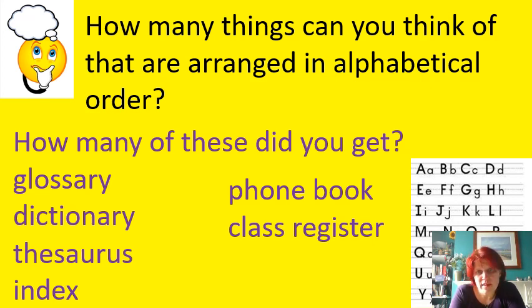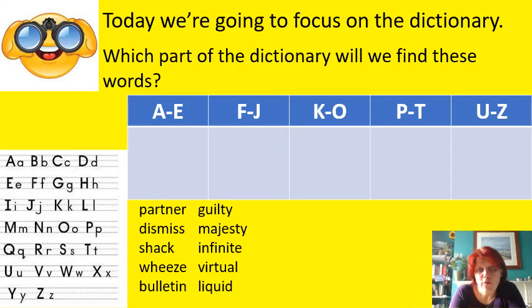But all of these things are organised by alphabetical order. So it's really important. The skill that you need to learn is how to look something up in alphabetical order. Because if you have to go through the whole dictionary every time you're going to find a word, it will take you a long time. So the first thing you can do is work out whereabouts in the dictionary to look.